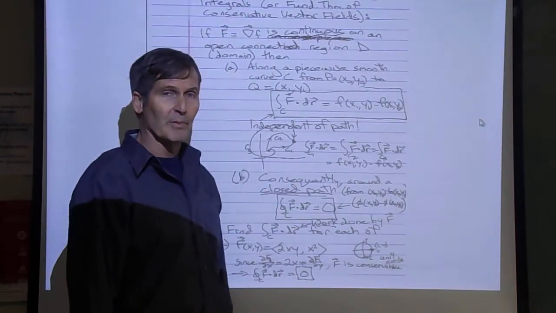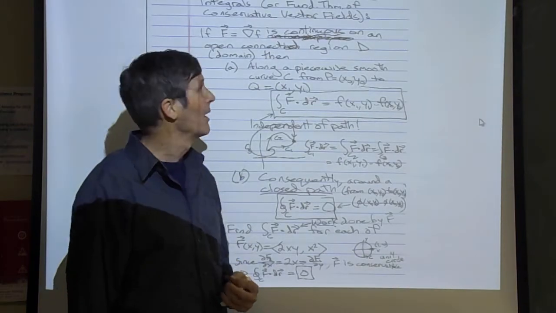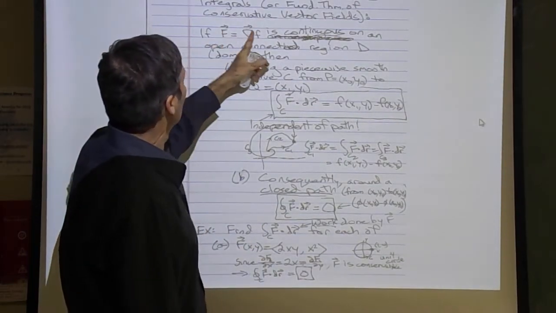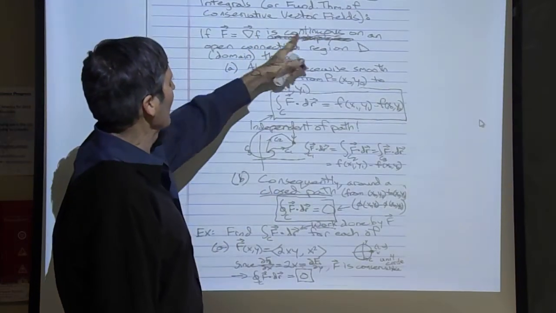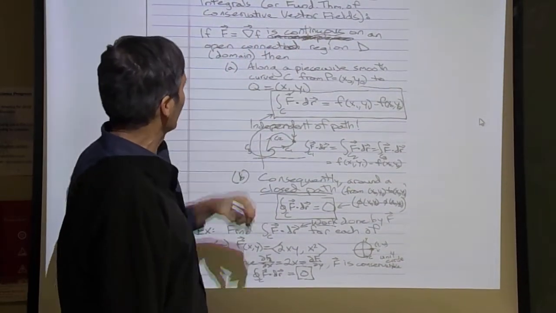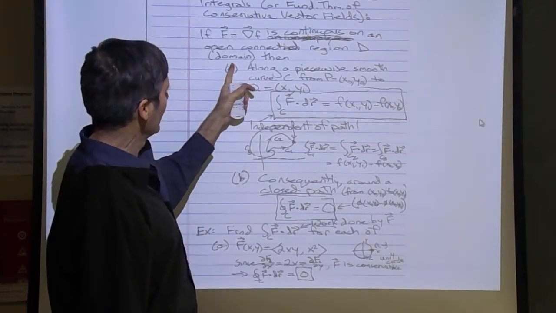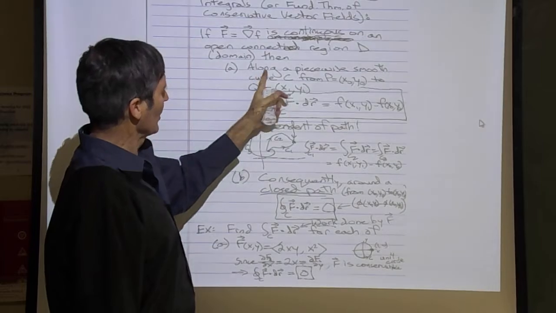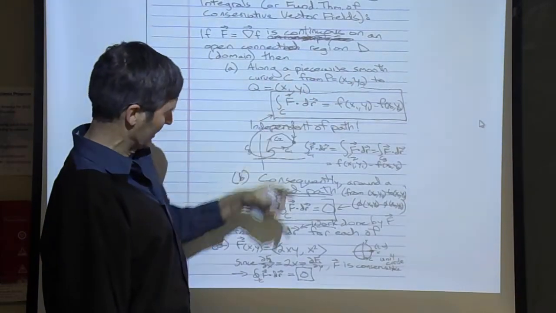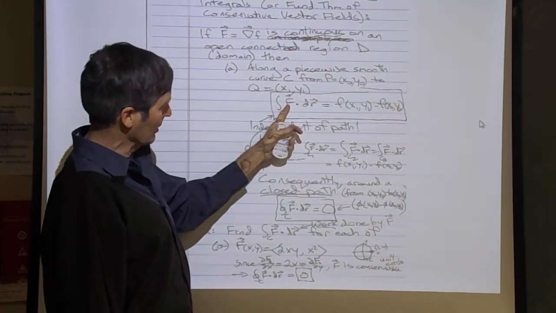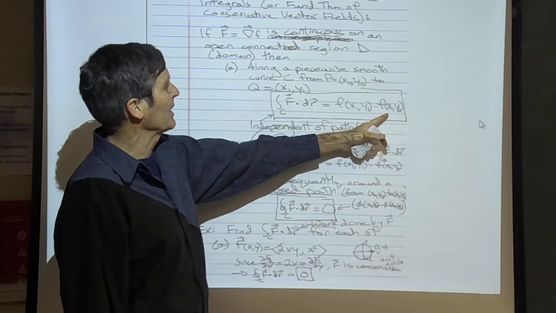Here's the big theorem we've been working up to. If you're lucky enough to have a conservative vector field F, a vector field that is the gradient of some function, and that's a continuous vector field on an open connected region D containing a curve C, then along any piecewise smooth curve C from one point to another in that region, the line integral is equal to the potential at the final point minus the potential at the beginning point.